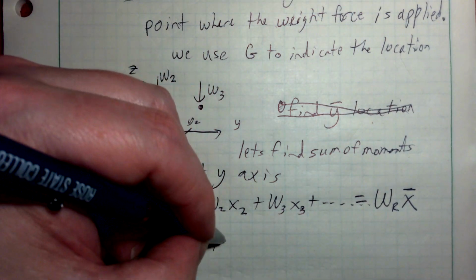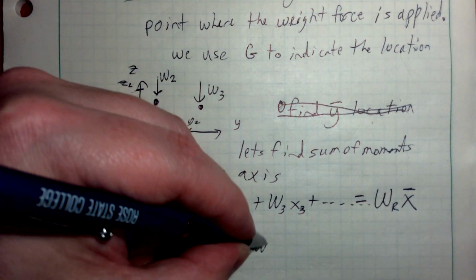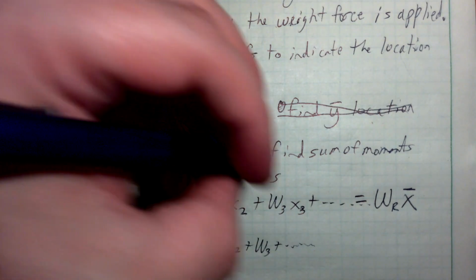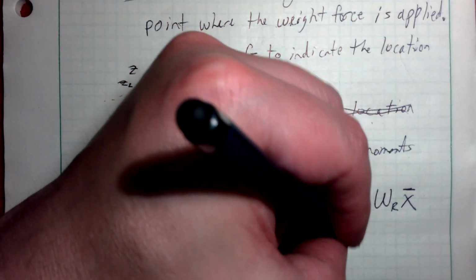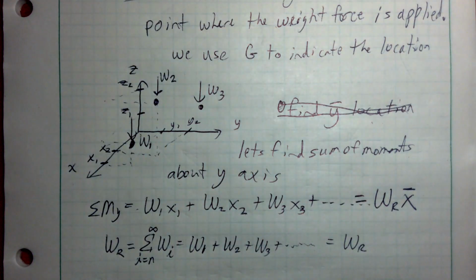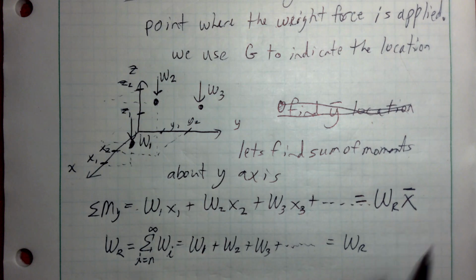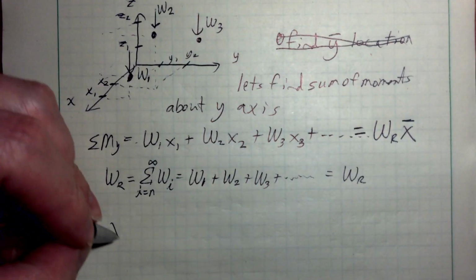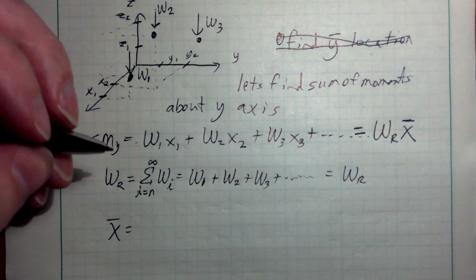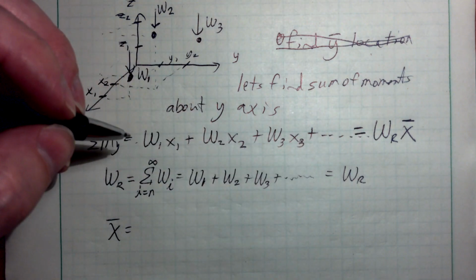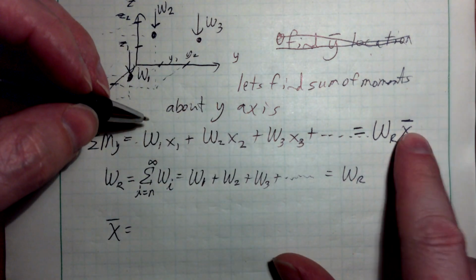So W1 plus W2 plus W3 plus et cetera, as many weights as we have. And that would give you the resultant weight. And notice what I've got here. Again, what am I trying to find? I'm trying to find this x bar. So where would that be located? Where's the x location for this resultant weight? Well, I would solve for this.